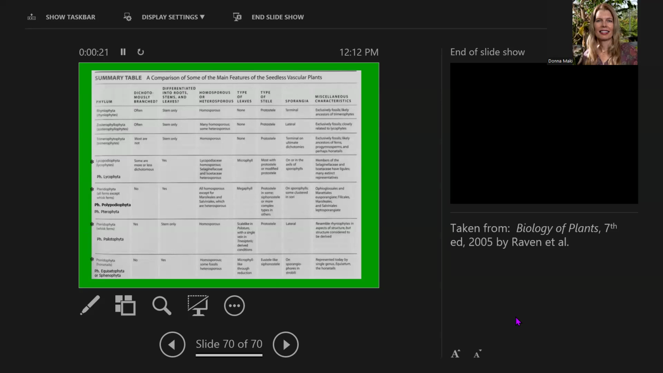The ones that I've typed in, I think, are what your book uses as well. Lycophyta, Polypodiophyta, Psilotophyta, and then I'll use Equisetophyta.